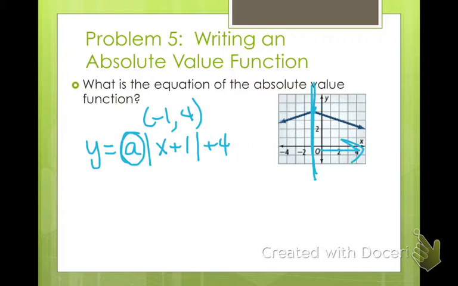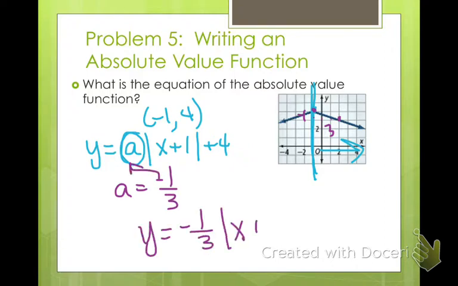Well, if it crosses here, let me grab a different color. So here's a point here, and then it also crosses this grid here. So we go down 1, we go 1, 2, 3 to the right. Our a is actually negative 1/3. So if you go ahead and plug that in, your equation is y equals negative 1/3 absolute value of x plus 1, plus 4. That's your equation of that absolute value function.